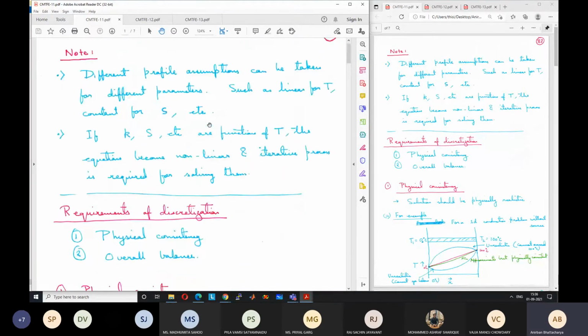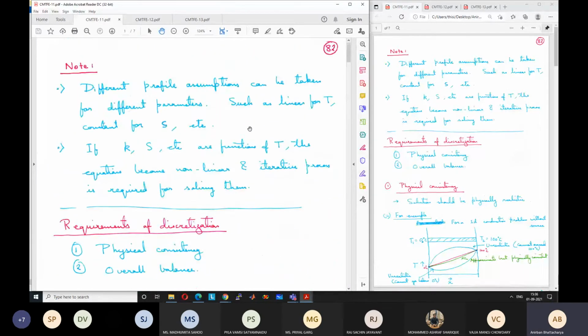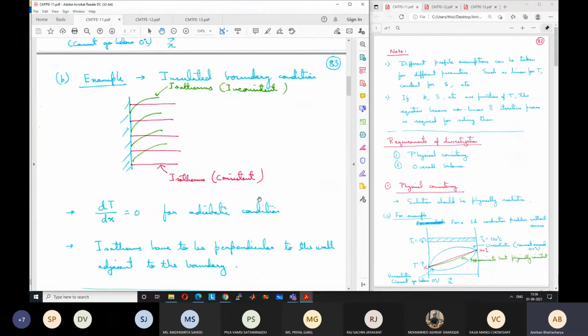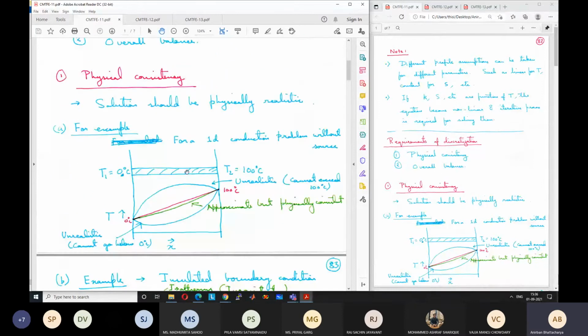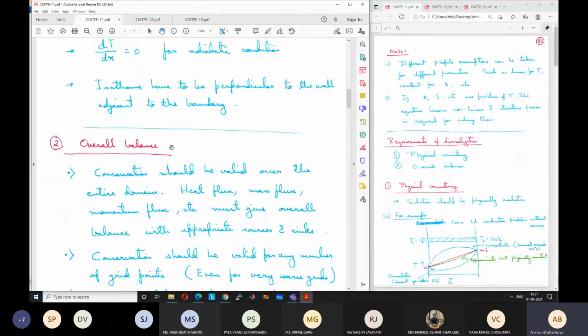Before that, we had discussed some of the other things, profile assumptions: what are unphysical profile assumptions, meaning profile assumptions which will not give correct solutions, and what is a suitable profile assumption. Then we have seen two requirements of discretization, which are physical consistency and overall balance. Physical consistency means that the solution should be physically correct. It may be approximate, it may not be very accurate, but still it should follow all the laws of physics. And the second one was the overall balance, meaning all the conserved properties should show conservation.